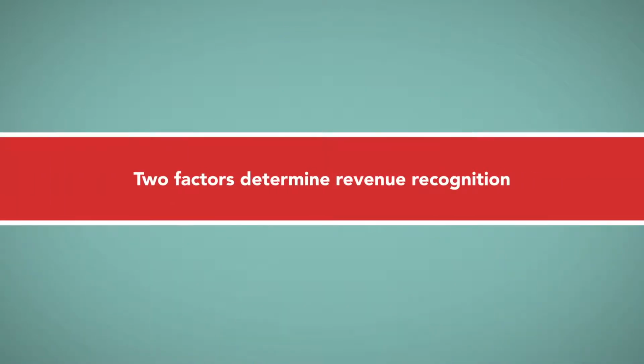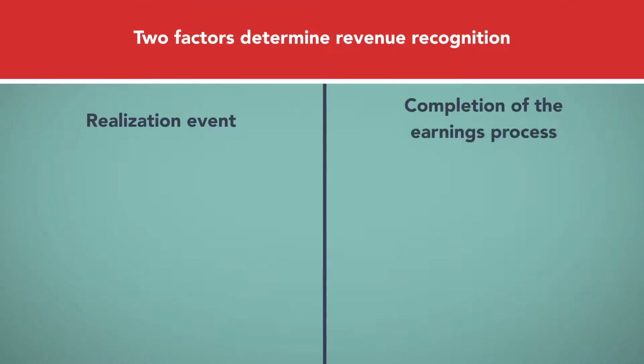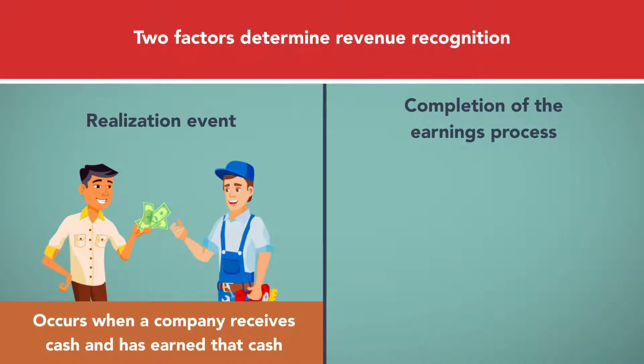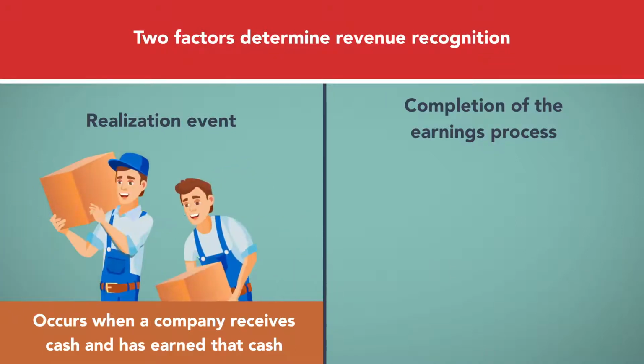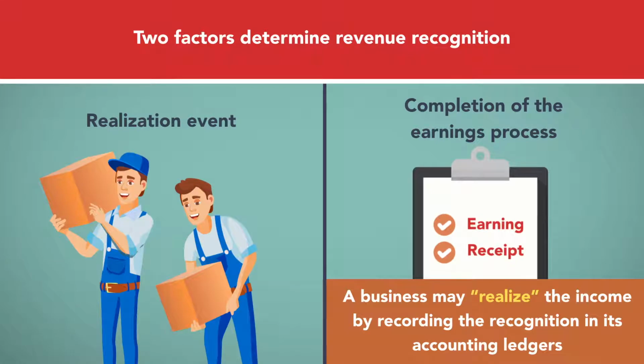Two factors determine revenue recognition. One is the realization event, and the other is the completion of the earnings process. Realization of income occurs when a company receives cash and has earned that cash, such as by substantially performing its services or delivering its goods. Once both points are satisfied, earning and receipt, the business may realize the income by recording the recognition in its accounting ledgers.